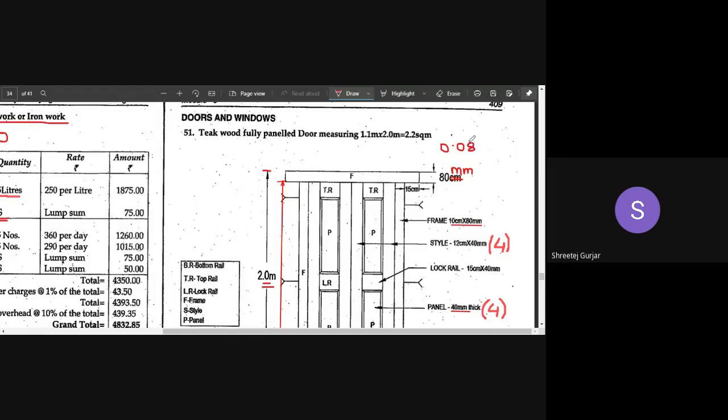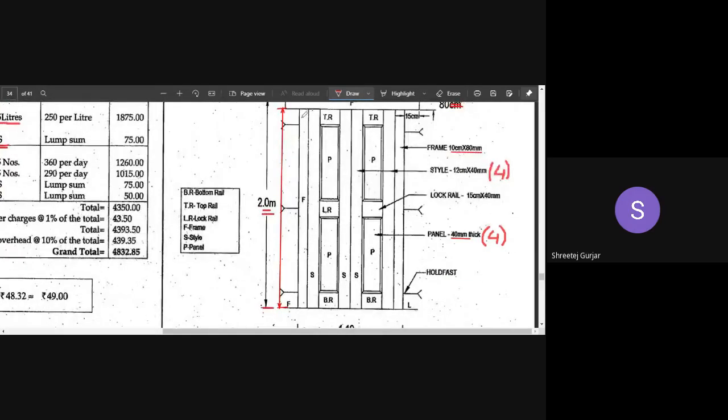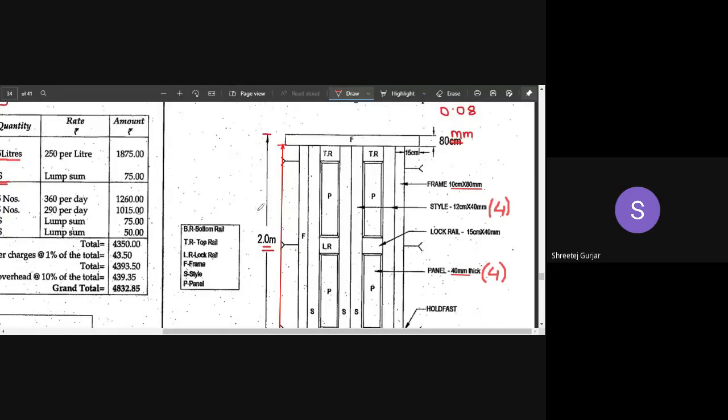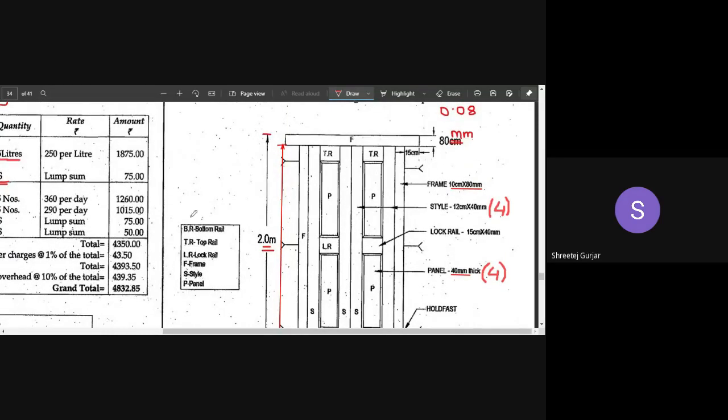So 2 minus 0.08 will give you the height of this vertical post, or the height of this particular door shutter, right? That is important. Then they have named the different parts of the door, you can see, and they have given the various names over here. Okay, so the bottom rail is where?